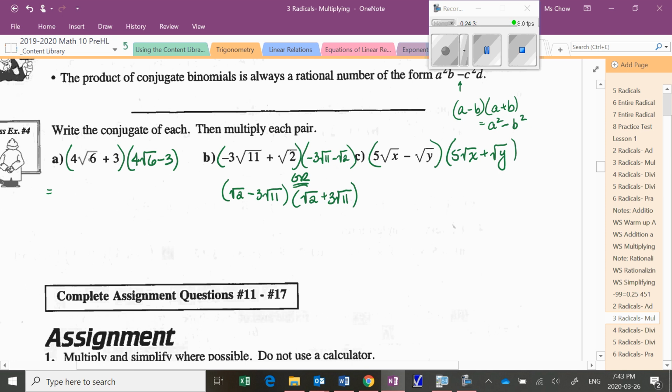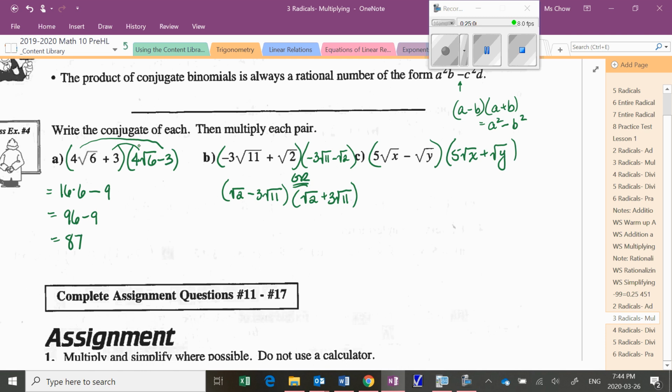So 4 root 6 times 4 root 6 is then 4 times 4 is 16. Root 6 times root 6 is just going to be 6, so 16 times 6, and then it is minus 3 times 3, minus 9. So then we've got 96 minus 9, which is the same as 87. So again, if you're not sure, go ahead and do that outside and inside as well, and hopefully soon you will start seeing that those actually are opposites and therefore they cancel each other out.